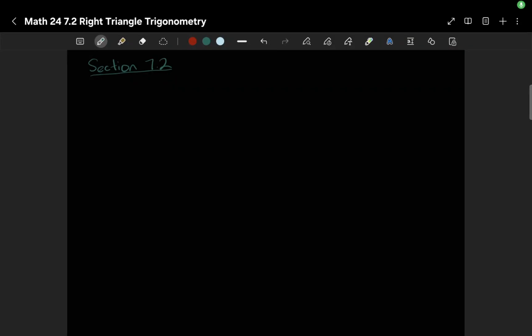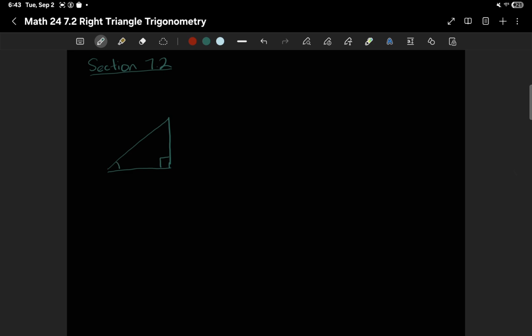Hey guys, this is section 7.2, and today we're going to be talking about right triangle trigonometry. The first thing we're going to do is talk about how the sides of a triangle relate to an angle. So I'm going to draw a triangle really quickly. This triangle is a right triangle, indicated by that little L in the corner.